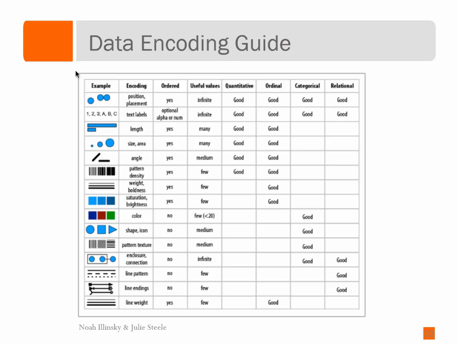So if we read all the way down to our 3 colored squares there, we've got a blue one, a red one, and a green one. Encoding, of course, is color. Is it ordered? No. Useful values? Well, few, maybe less than 20.